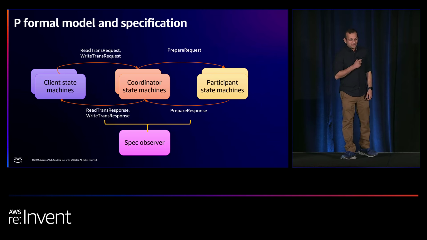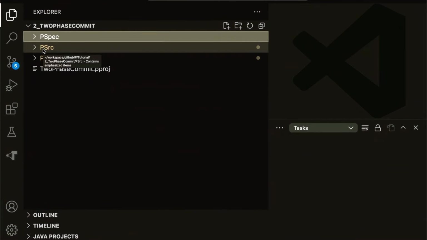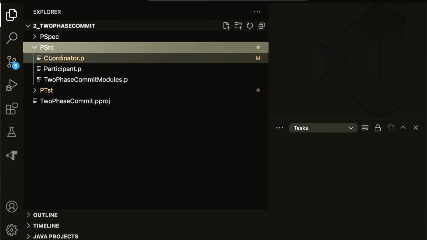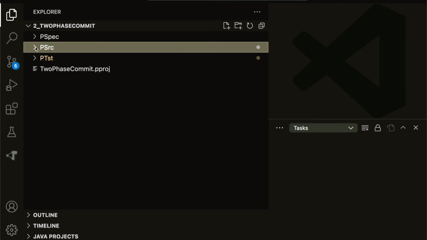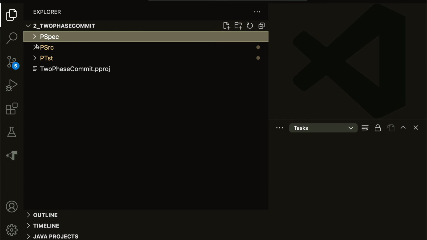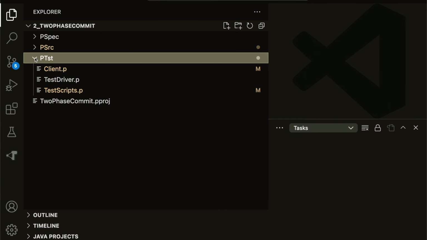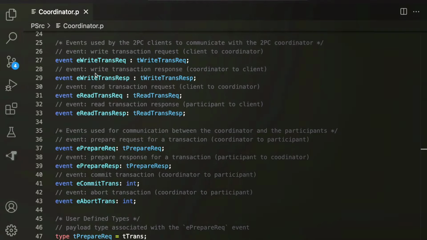So now is a good time to look at the P program. Okay? So like I said, there are three parts. The P source folder contains the state machines that are involved in the system, the spec folder contains the invariant, and the test folder contains the environment that is bombarding inputs and events onto your system. Okay? Those are the three main parts in a P program whenever you're trying to reason about your system.